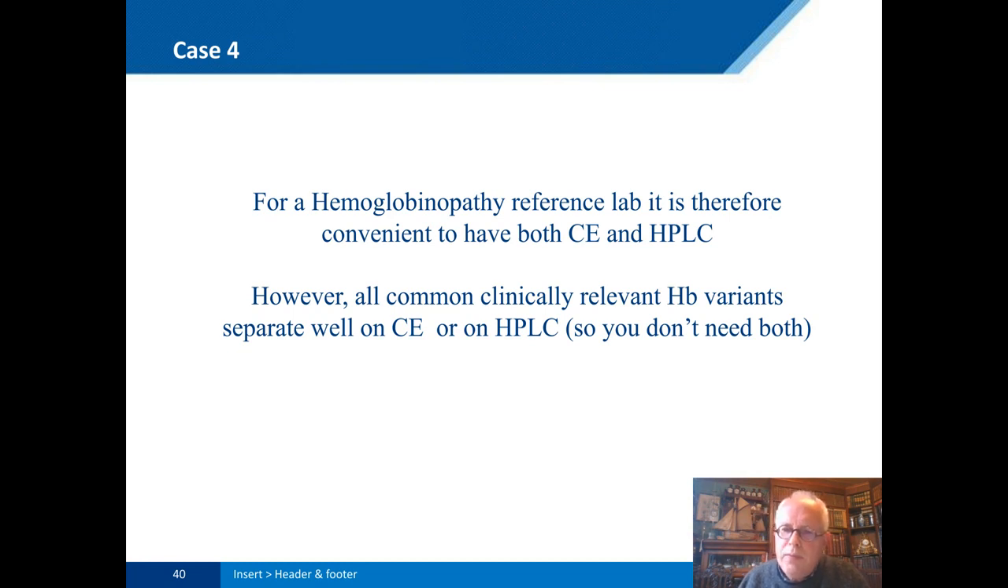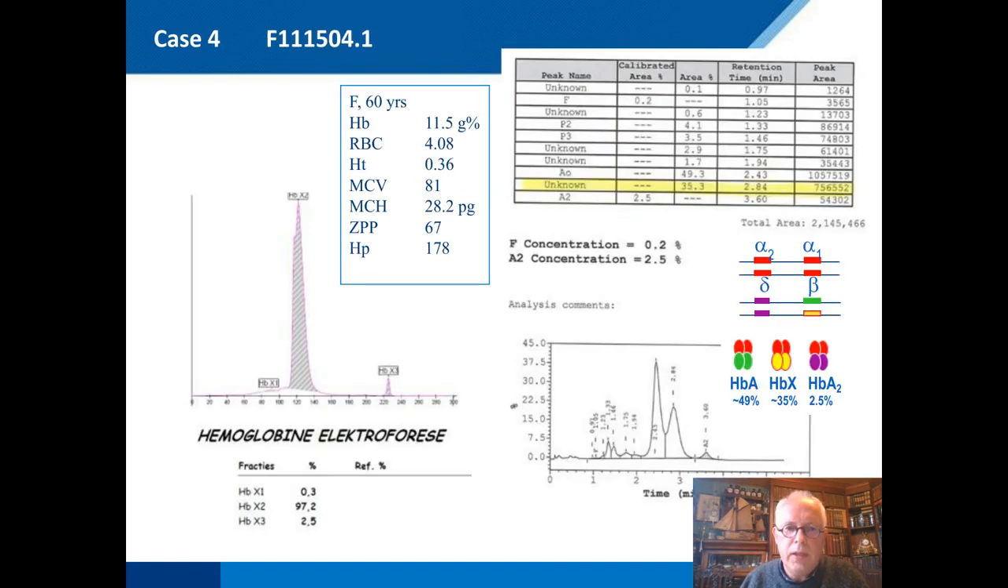For a hemoglobinopathy reference lab, it is therefore convenient to have both capillary electrophoresis and HPLC. However, all common clinically relevant hemoglobin variants, like hemoglobin S, C, D, E, etc., separate very well on capillary electrophoresis or on HPLC, so you don't need both necessarily.